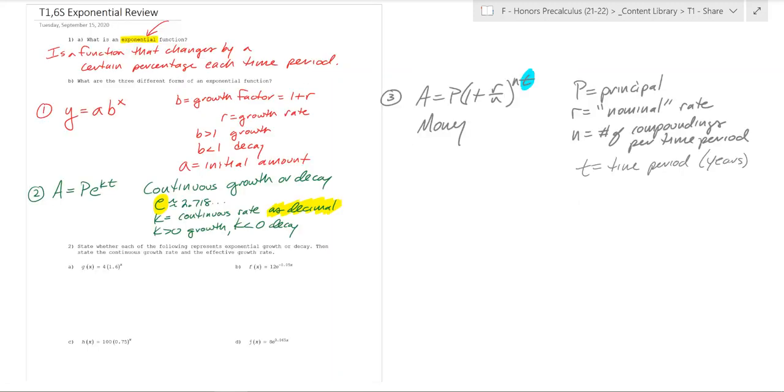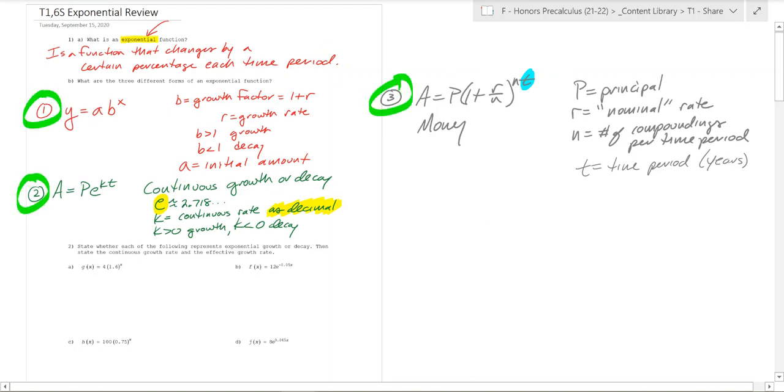So yes, this seems like a lot of letters to remember, but it's really important that you practice them and you will get these into your brain. So it's 1, 2, and 3. You need to memorize these.